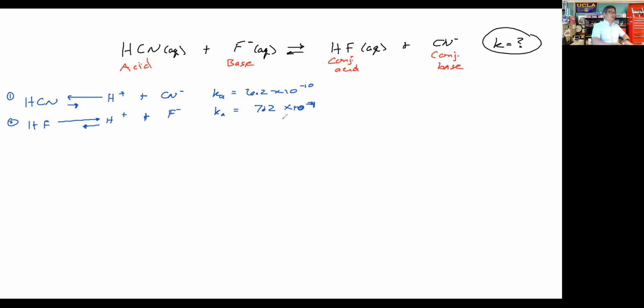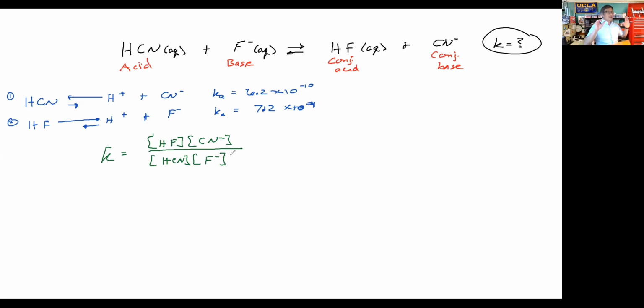All right, so let's go ahead and write out the law of mass action for this reaction here. Let's work this out. K for this reaction is going to be the concentration of hydrofluoric acid over the concentration of cyanide ions, all over the concentration of hydrogen cyanide over the concentration of fluoride ions.